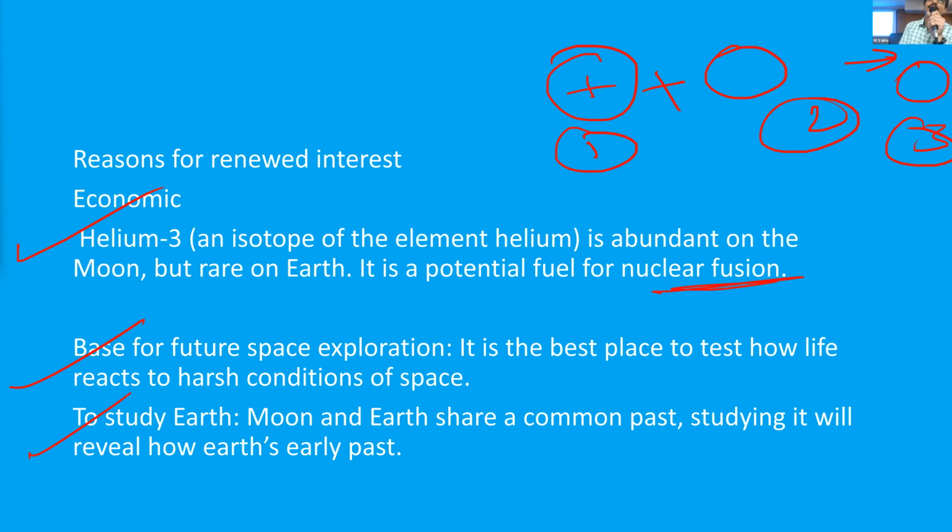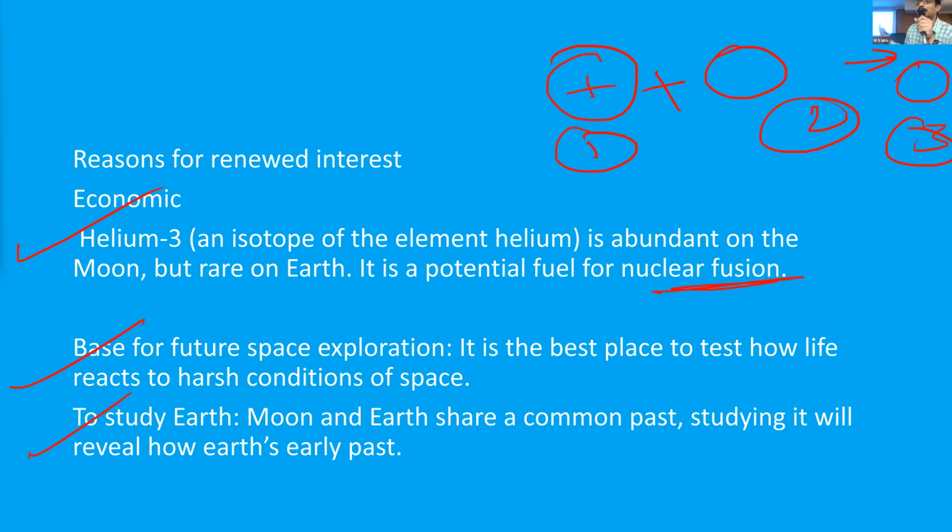When that fuel is exhausted in the sun, I'm talking about the sun actually, when hydrogen fuel in the sun is exhausted, will the sun stay? No, it will collapse. Okay, so how can we use nuclear fusion? Moon has this element called helium-3. So we want to study about it.